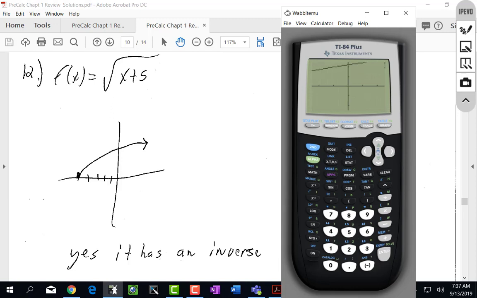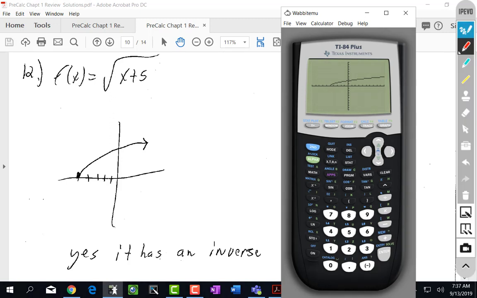And I didn't hit zoom standard because it looks like the window has changed a little bit. So let me change this by zoom. Hit number 6 for zoom standard. That'll change it back to a 10 by 10 view rectangle. And of course, I know from what I've learned that this answer is -5 and this answer is 0. So of course, -5 and 0. There's my graph. I can see that on my calculator here.